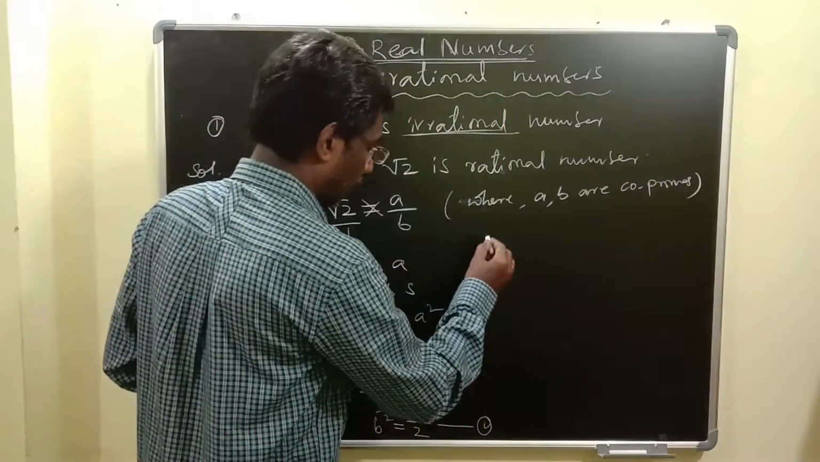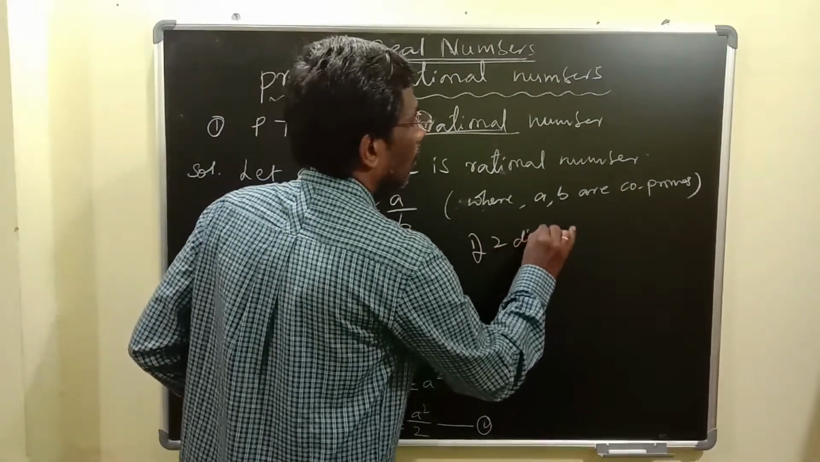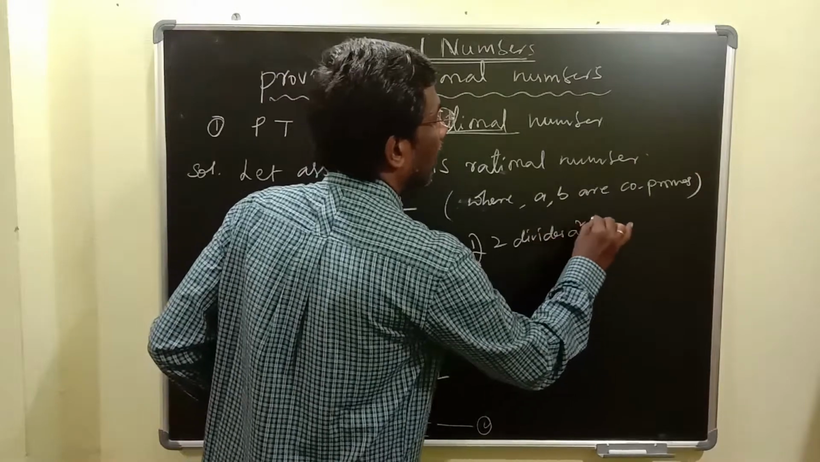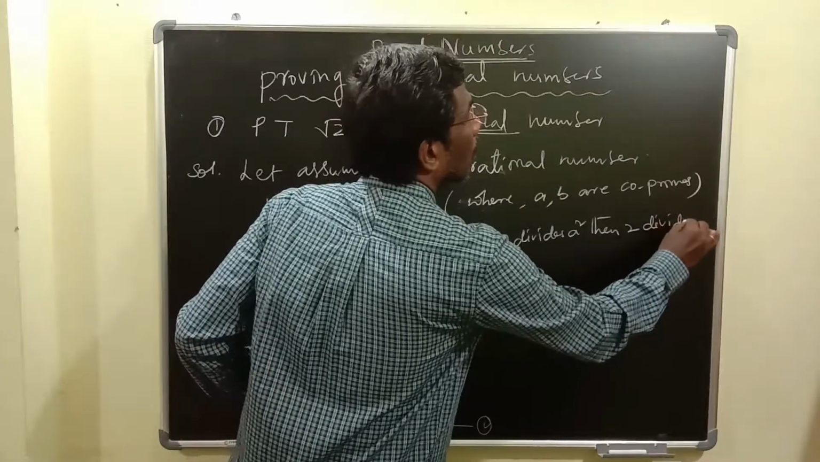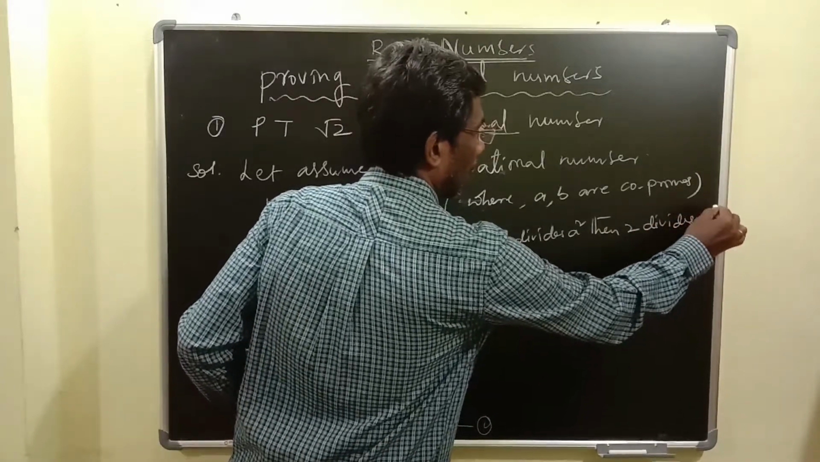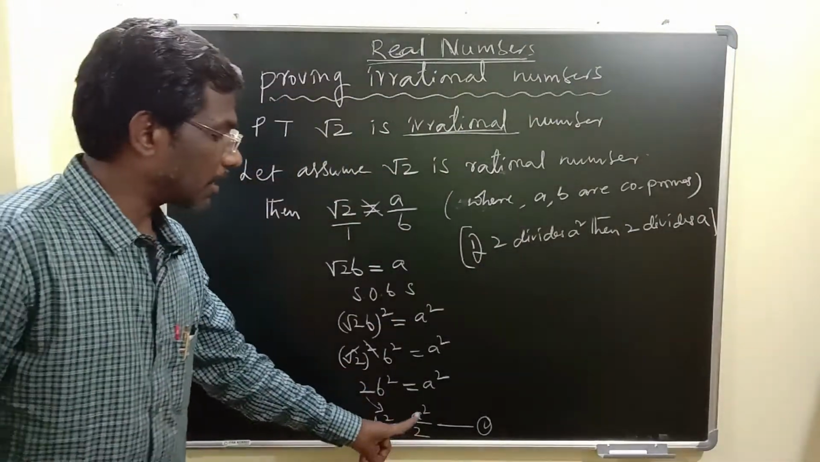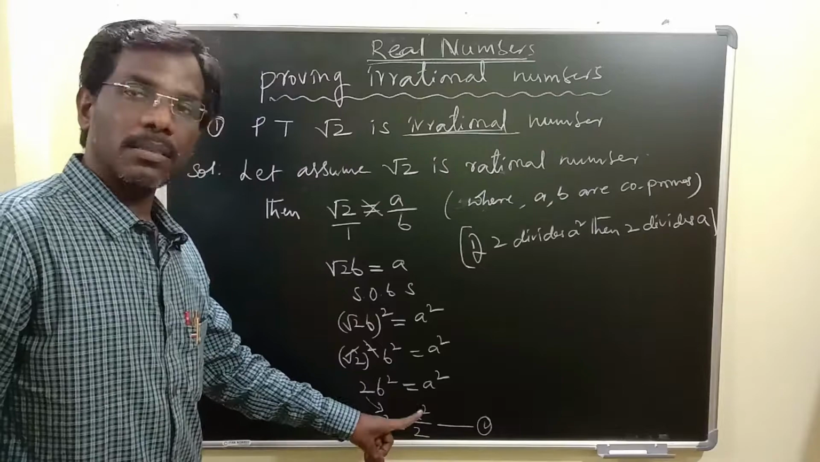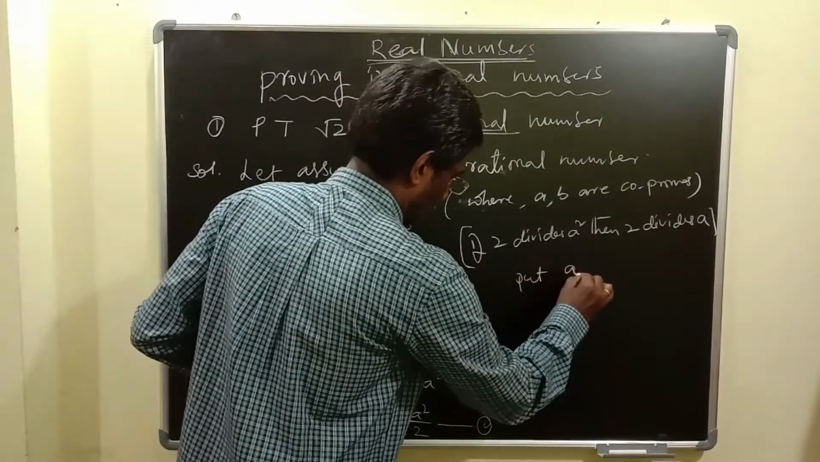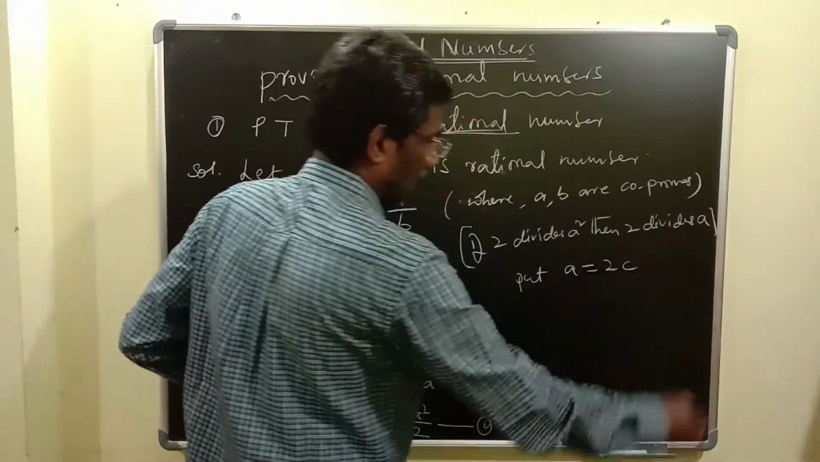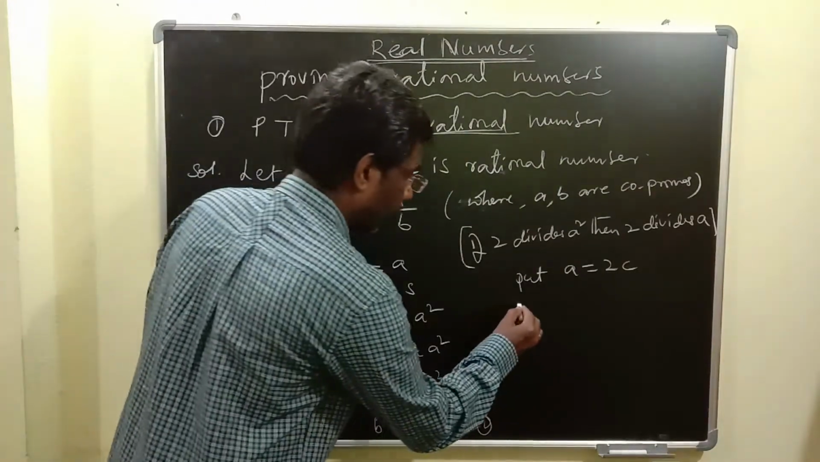By the theorem, what is it? If 2 divides a square, then 2 divides a. If 2 divides a square, then 2 divides a. So next, a is equal to 2c. Substitute in place of a, 2c.